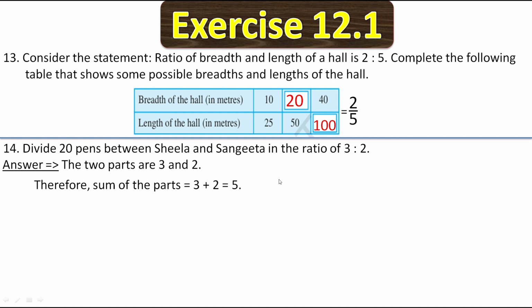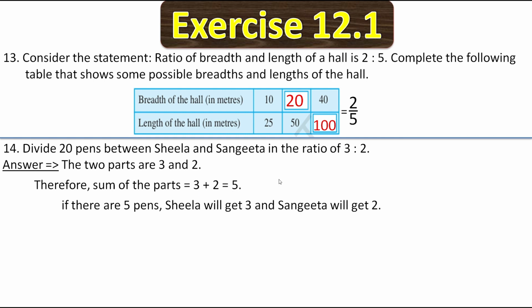If there were 5 pens, then I would have to give 3 pens to Sheila and 2 pens to Sangeeta, because they should be divided in the ratio 3:2. But we have 20 pens. Then how should I find Sheila's share? Sheila's share should be 3 upon 5 into 20. Why 3 upon 5? Because out of 5 pens she will get 3. Therefore, since we have 20 pens, we have to multiply this fraction with 20.